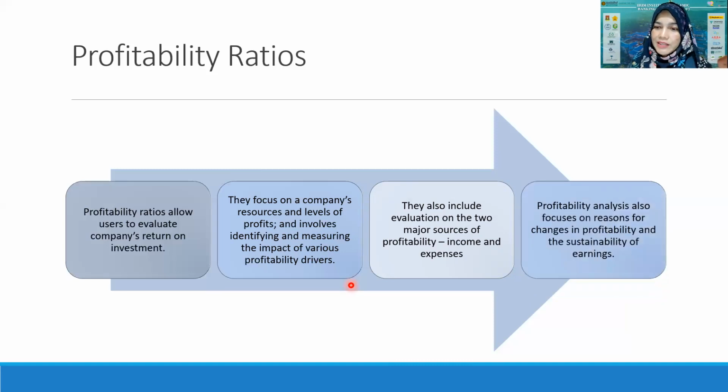Okay, profitability analysis also focuses on reasons for change in profitability and the sustainability of earnings. So it will show you what determines the profitability level, and what ensures the sustainability of the earnings, to ensure that the company will always be able to make profit.